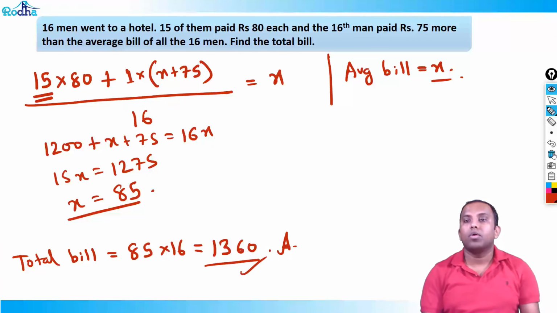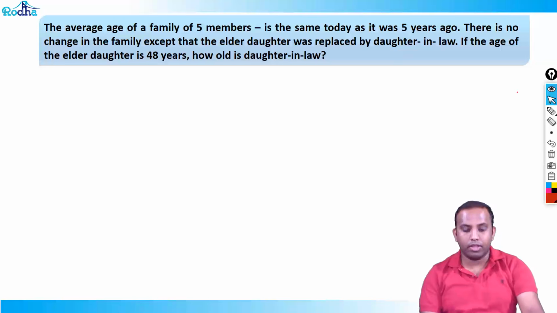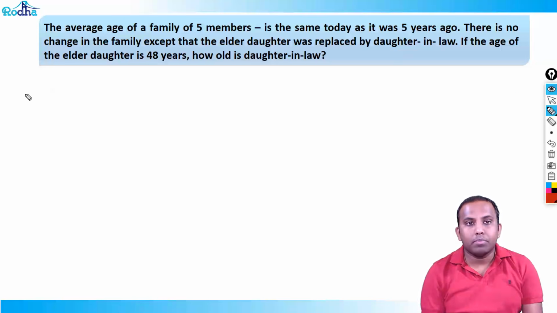Okay, next one. The average age of a family of 5 members is the same today as it was 5 years ago. There is no change in the family except that the elder daughter was replaced by a daughter-in-law. If the age of the elder daughter is 48 years, how old is the daughter-in-law? Okay, we have to solve this now. Let's say there are 5 members here: M1, M2, M3, M4 and M5.